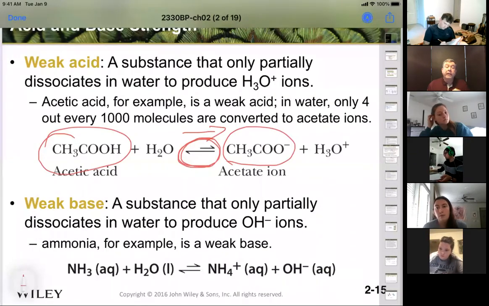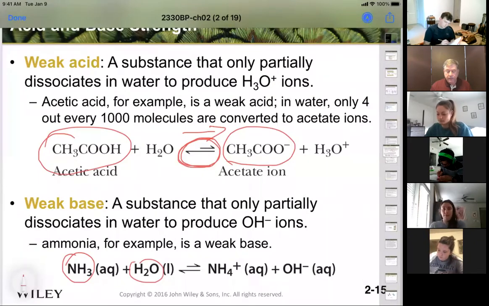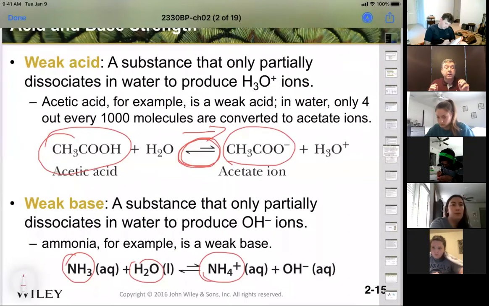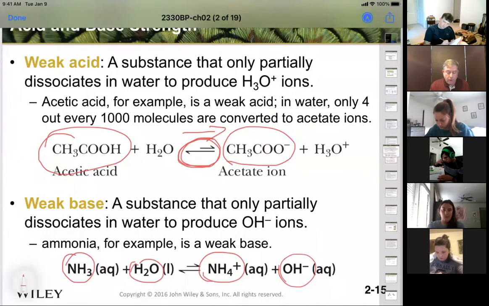Now, for a weak base, it's the same thing. It only partially dissociates in water. That means if we mixed ammonia and water together, we would actually be able to detect the ammonium cation, the hydroxide anion, water, and free ammonia by itself, because it doesn't completely go to one or the other. It's somewhere in between, and all four species are found in that solution. So that's the difference between weak acids and bases and strong acids and bases. We have that equilibrium.